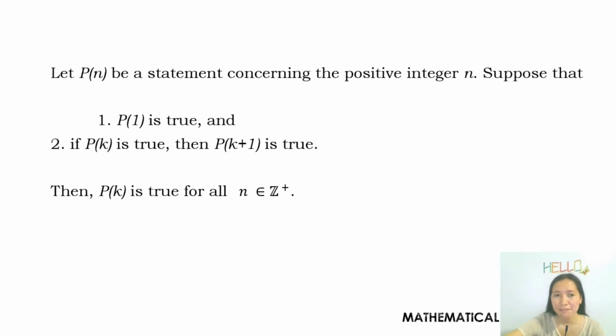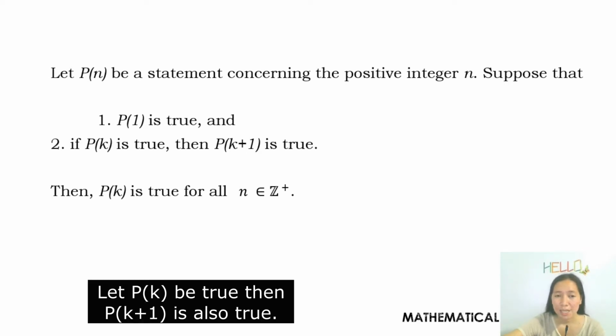So let P of n be a statement concerning the positive integer n. Suppose that P of 1 is true, and if P of k is true, then P of k plus 1 is true. Then P of n is true for all n element of positive integers. So bear this in mind that P of 1 must be true, then let P of k be true, then P of k plus 1 must be true.